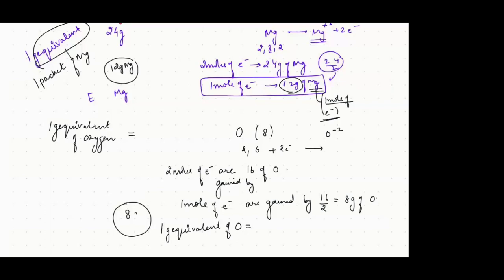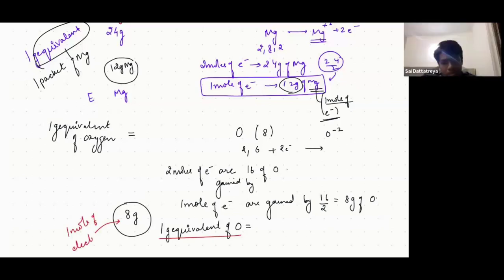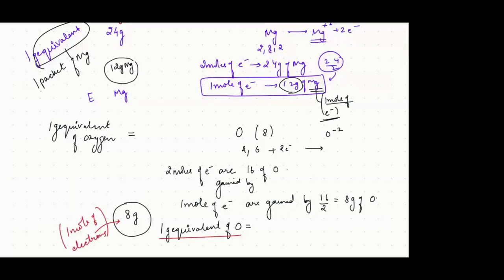8 grams. Why? Because 1 gram equivalent means that it is that packet containing oxygen which would gain 1 mole of electrons. Do you understand my point? Any doubts in this? Just tell me. Yes or no? So 1 gram equivalent of oxygen is going to be this. Now I have 2 gram equivalents: 1 gram equivalent of magnesium and 1 gram equivalent of oxygen.